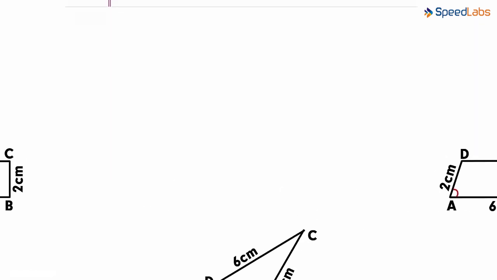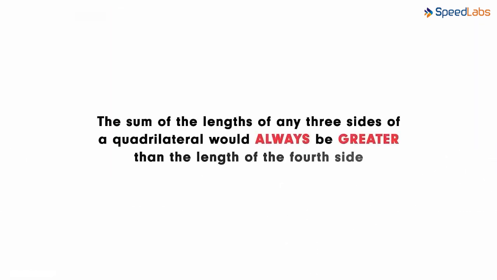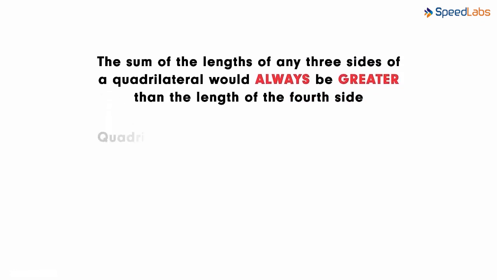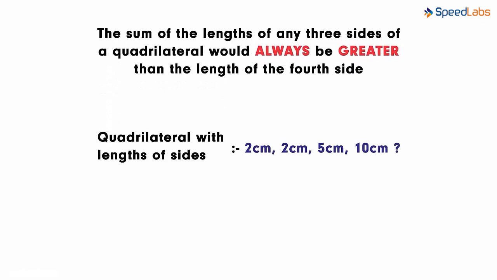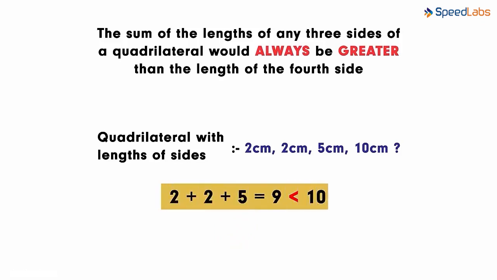For all practical purposes, the sum of the lengths of any 3 sides of a quadrilateral would always be greater than the length of the 4th side. So if someone asks you to construct a quadrilateral with sides of lengths 2, 2, 5 and 10, you can easily say that it cannot be drawn. It's not possible to draw a quadrilateral with these dimensions. Why? Because 2 plus 2 plus 5 is 9 and it's not greater than 10.